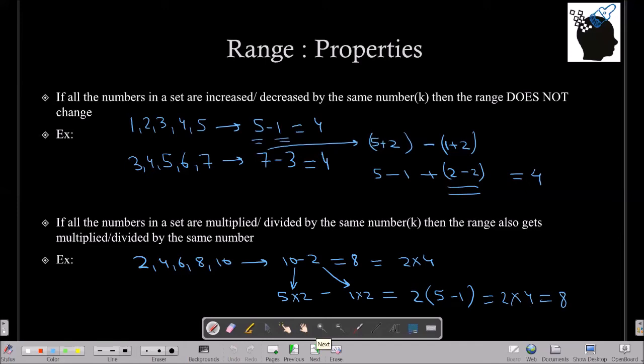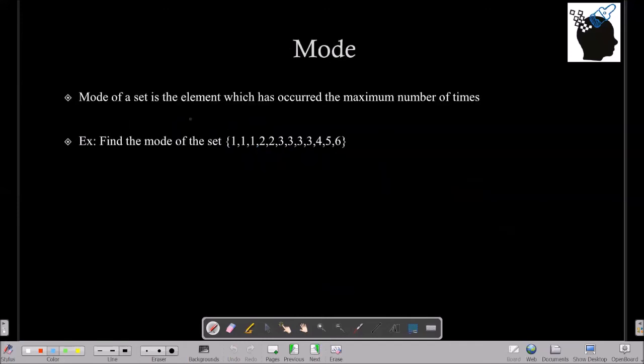Let's talk about mode now. So mode of a set is the element which has occurred the maximum number of times. Let's take an example. So find the mode of the set: 3 times 1, 2 times 2, 4 times 3, and 4, 5, and 6 each are 1 time. So that means mode of this set is 3 because 3 has occurred the maximum number of times.